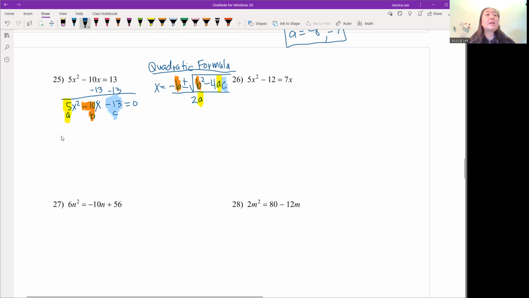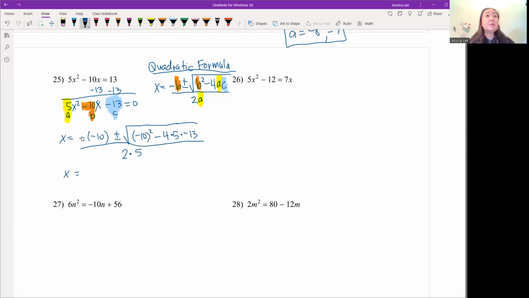So here we go. x equals negative b, so I'm going to put in -10, plus or minus square root of b squared, so it's going to be parentheses -10 squared. Don't forget your parentheses. Minus 4, it's always going to be 4 times a, which is 5, times c, which is -13. All over 2 times 5.